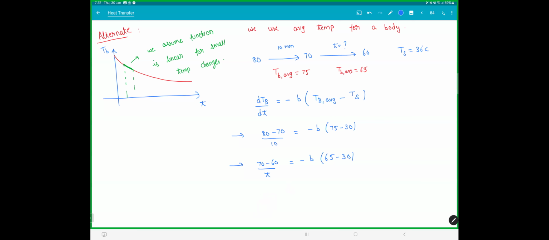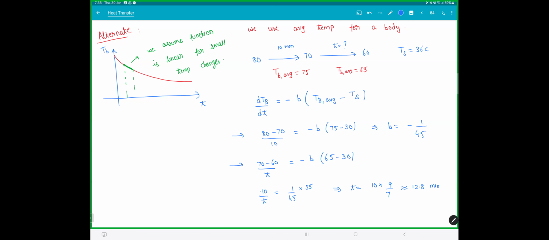T by 10, I guess. How much is this? I can actually substitute, and let me divide them. So b will be minus 1 by, that is 1 by 45. Take it and bring it here. So this is 10 by t, 1 by 45 into 35. So we get t is equal to 10 into 9 by 7, 90 by 7. This comes to around 12.8 minutes.